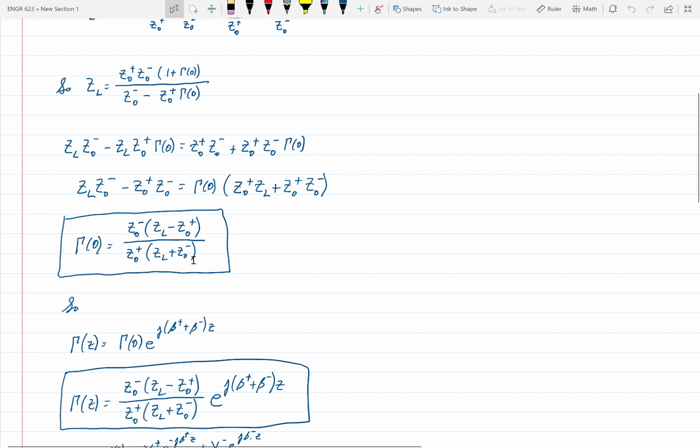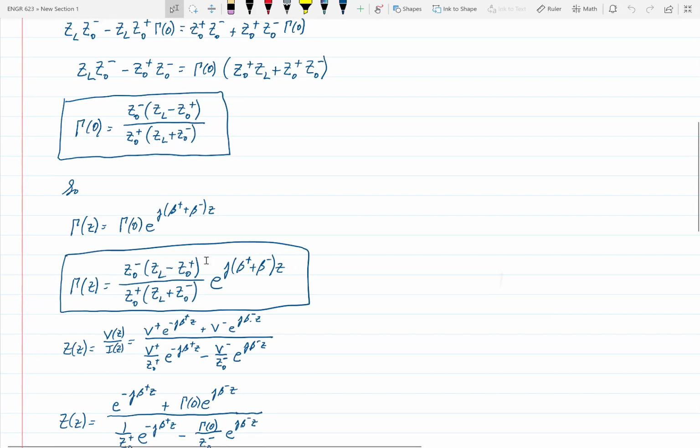So definitely for this problem, you should have been able to get to this point. You should have been able to derive this formula for gamma of 0. And in fact, since gamma of Z is simply equal to gamma of 0 times e to the j beta plus beta minus Z, you should be able to get this as well. And so if we wanted the gamma at the input of the line, we just substitute Z by negative L, and we would have gamma at the input to the line. So this much is, I think, easy to get.